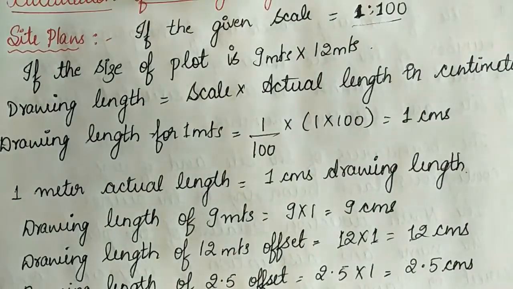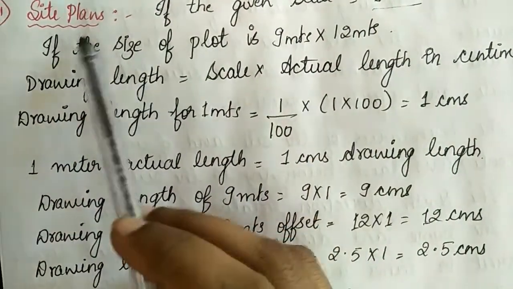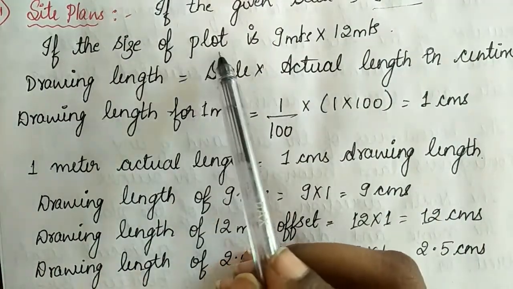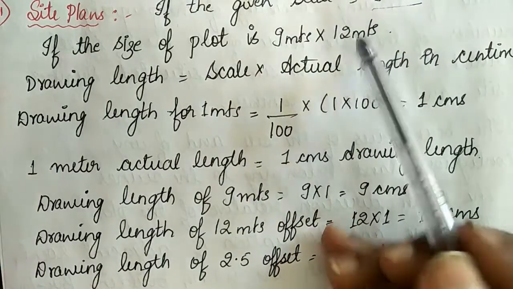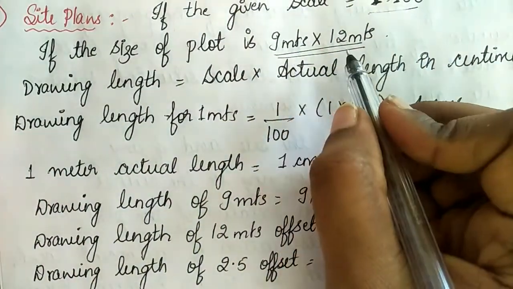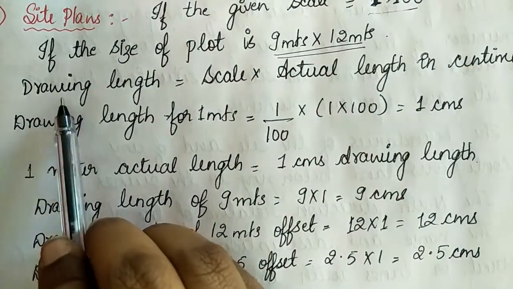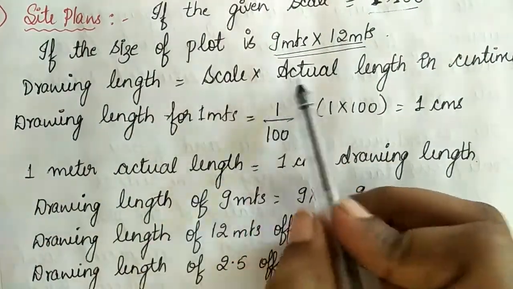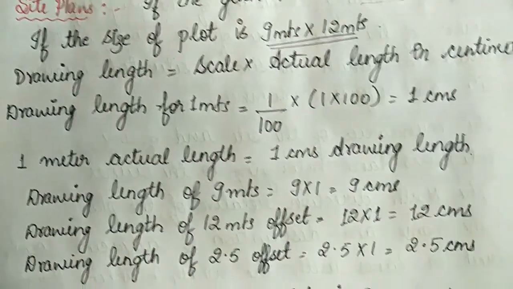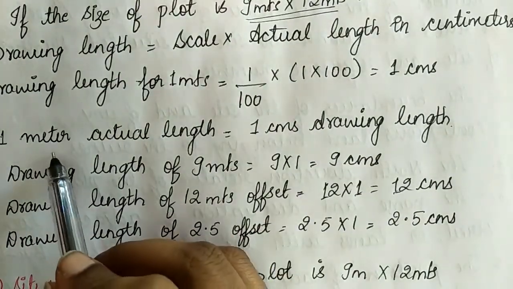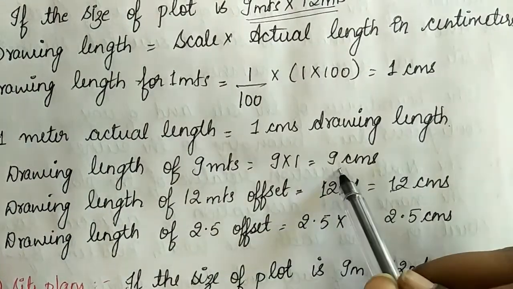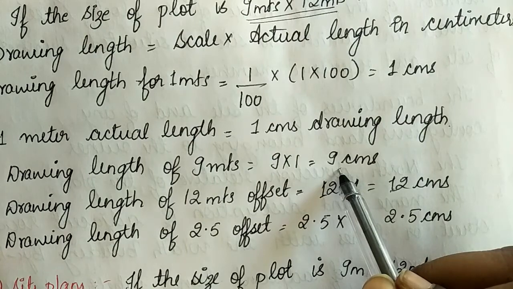Now just let's discuss about this example. If it is a site plan, how you're going to draw it? If the plot size is 9 into 12 meters, see the given data is in meters now, 9 into 12 meters. How you going to convert it? So drawing length कितना हो गया, scale into actual length, it is in centimeters you're going to do. Okay, so drawing length 9 meters is equals to 9 into 1, that is 9 centimeters itself.